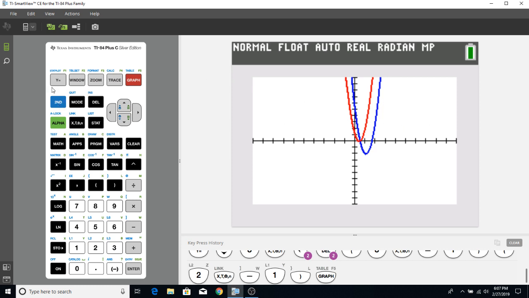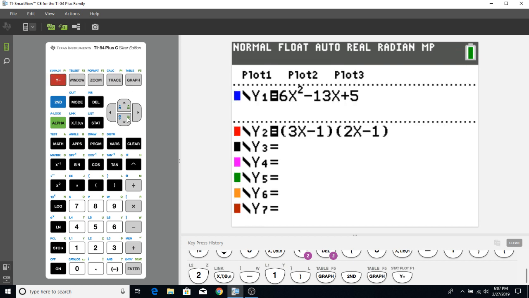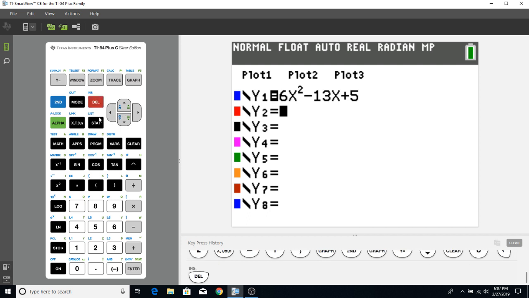Or if you didn't like the visual, you could go to second graph. What you're looking for are y values that are identical. And here you got 5 and 1, negative 2 and 2, 3 and 15. This is not the same. This is wrong. So we'll go back to y equals, and we'll clear out what's in y2 and try the next one. So the next one is 3x. Oops, I'm doing it again. Okay, you guys don't make my mistakes.